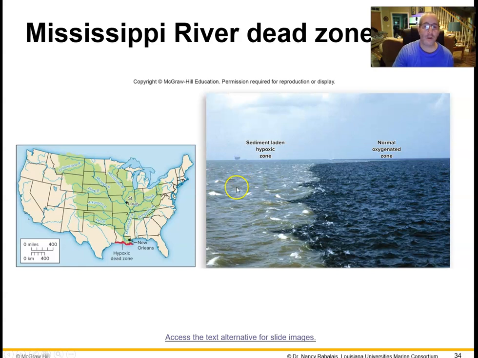There's no oxygen in the water here, whereas over here it's normal. So this is a very big effect. And think about it like this. You know, we want to support our farmers and everything, but the pollution from the farms is going down here, and it's putting other people like fishermen out of business. So we have to work together on this.